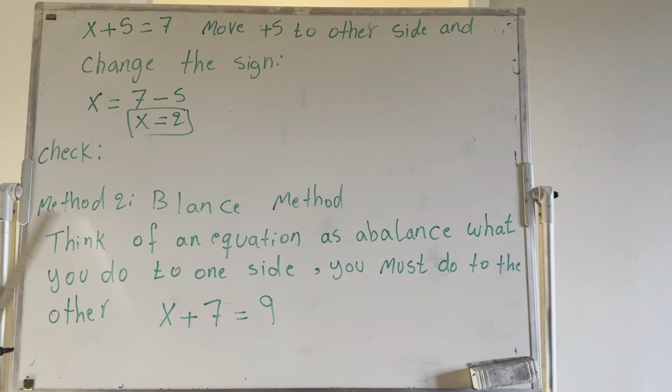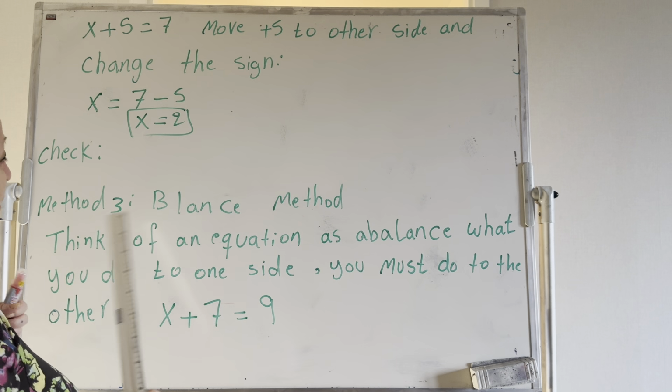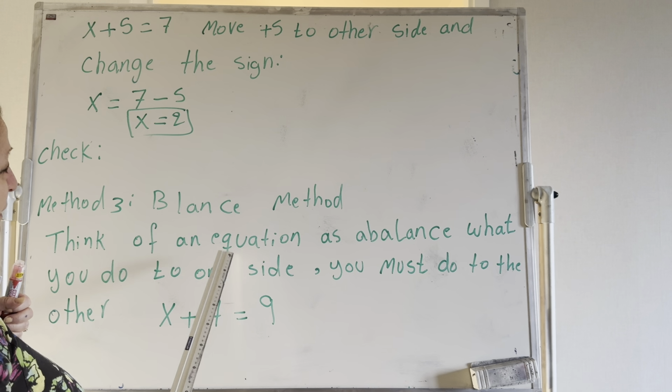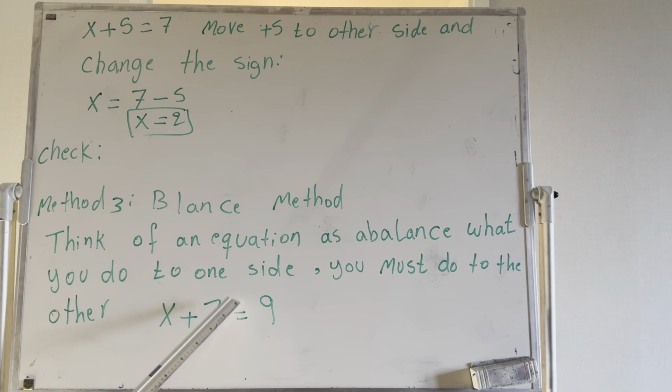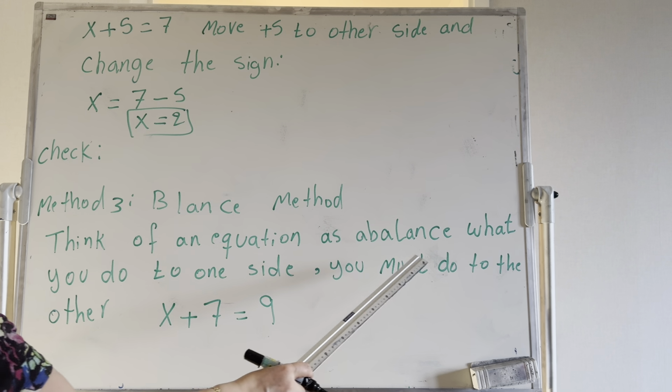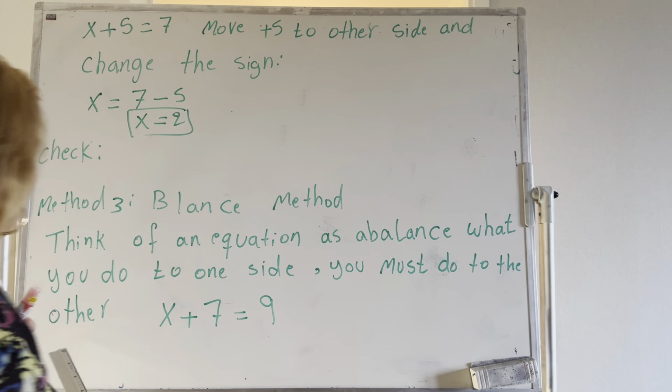The third method, balance method. Think of an equation as a balance. What you do to one side, you must do to the other side.